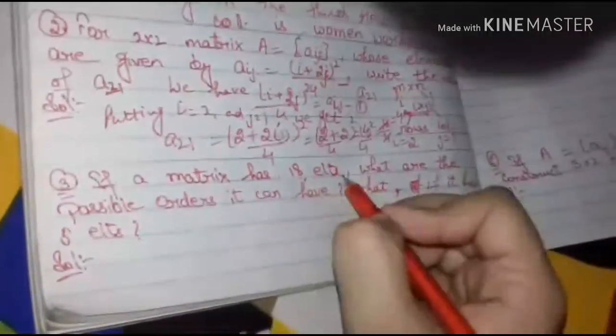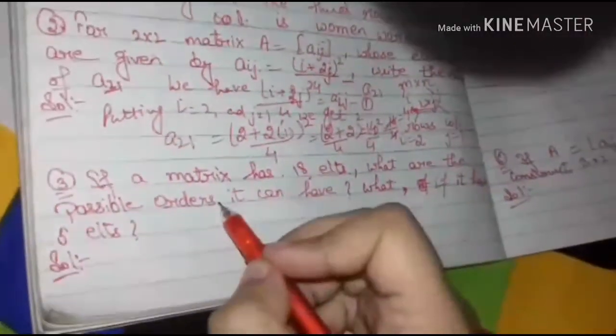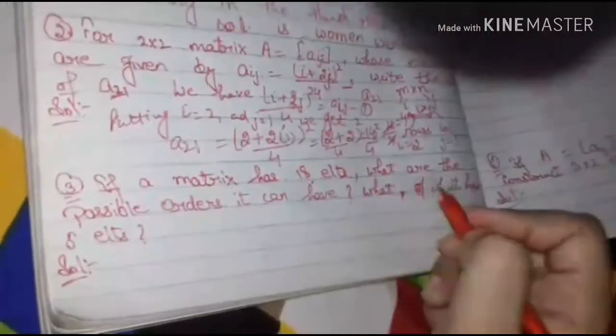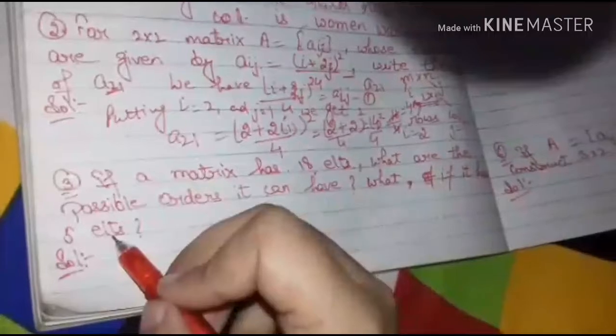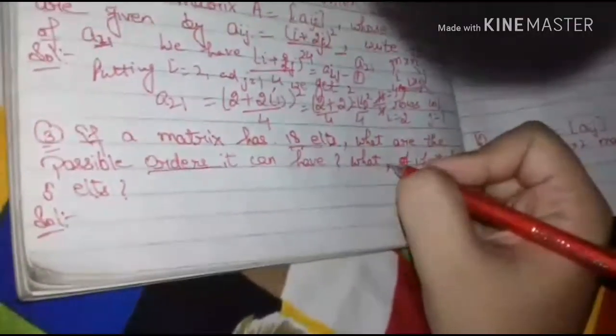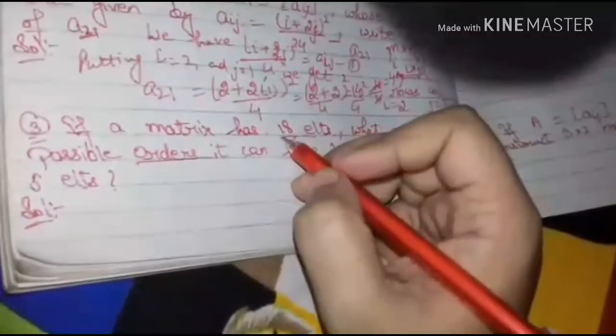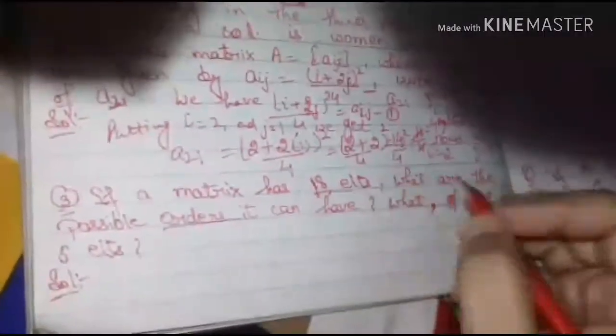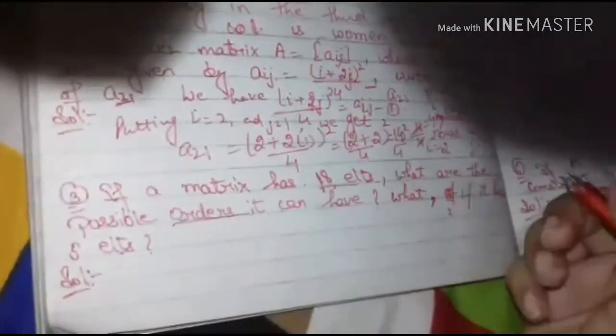Now we have the next example. If a matrix has 18 elements, what are the possible orders it can have? What if it has 5 elements? So we have 18 elements and these are of ordered pairs. As we know that an ordered pair is those elements which can reduce to the 2 factors.